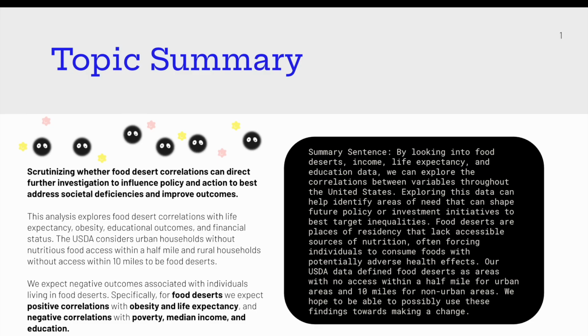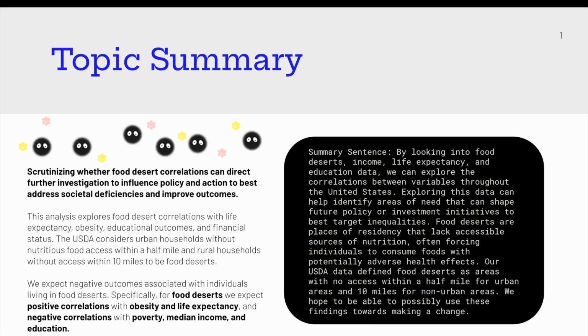And for our purpose and interest, for our topic summary, we are scrutinizing whether food-desert correlations can direct further investigation to influence policy and action to best address societal deficiencies and improve outcomes. We expect negative outcomes associated with individuals living in food deserts. Specifically for food deserts, we expect positive correlations with obesity and life expectancy, and negative correlations with poverty, median income, and education.